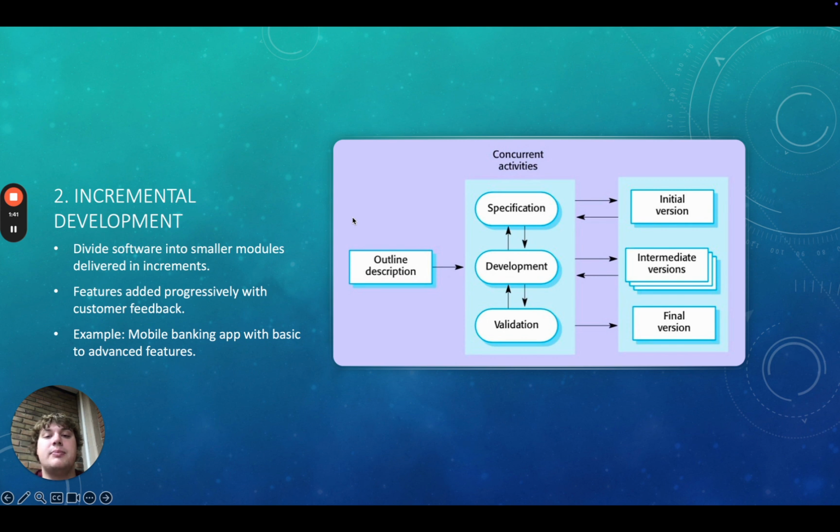A real-world example is a mobile banking app might first release a basic account management feature like viewing balances and transaction history. Later increments could add loan applications, investment tools, and AI-driven financial advice.